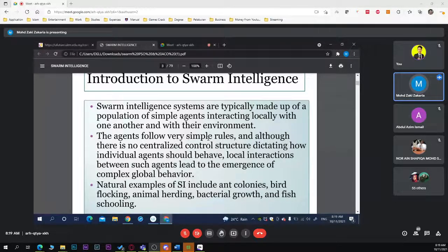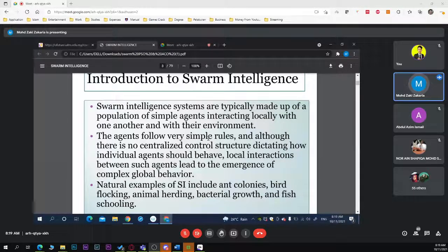So, introduction to swarm intelligence. Swarm intelligence systems are typically made up of a population of simple agents interacting locally with one another and with their environment. For example, bees, ants, particles, and so on. The agents follow very simple rules, and although there is no centralized control structure dictating how individual agents should behave, local interaction between such agents leads to the emergence of complex global behavior.